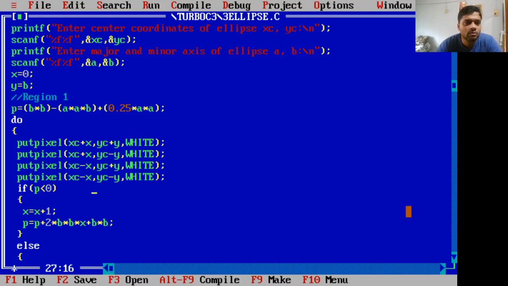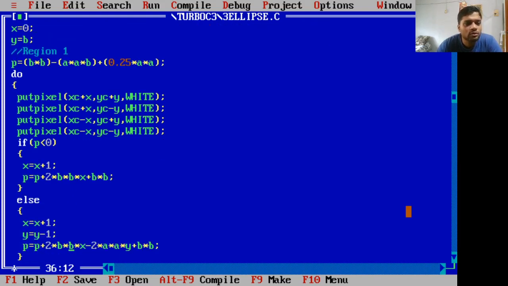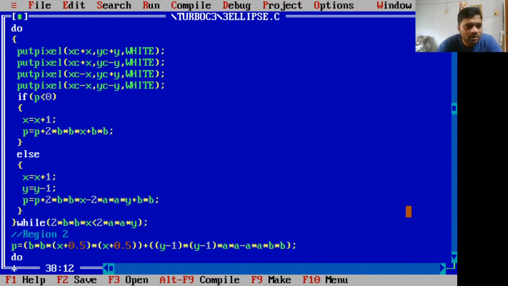Then we enter into the algorithm, that is if p less than 0, we are going to increment x and the next decision parameter is p plus 2b square x plus b square. Else we are going to increment x and decrement y, and the next decision parameter is going to be p plus 2b square x minus 2a square y plus b square. The slope condition, 2b square x less than 2a square y, is the termination condition for the do while loop.